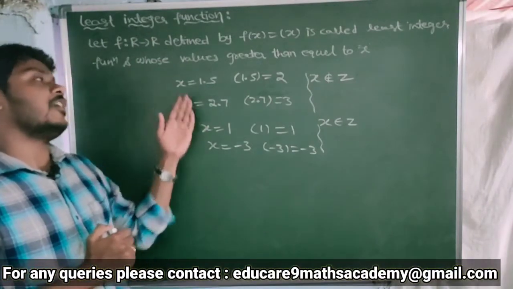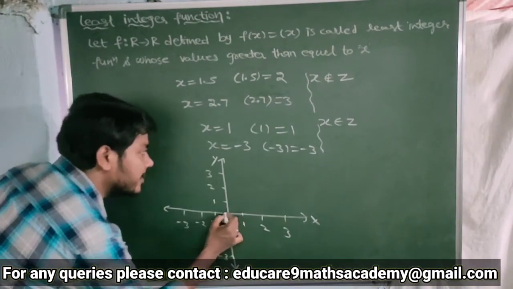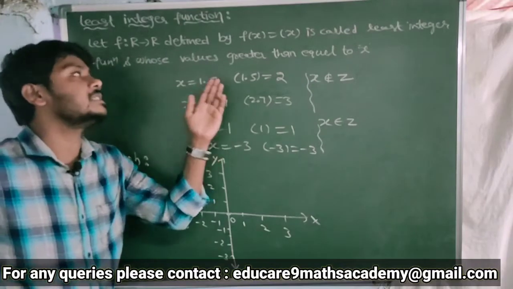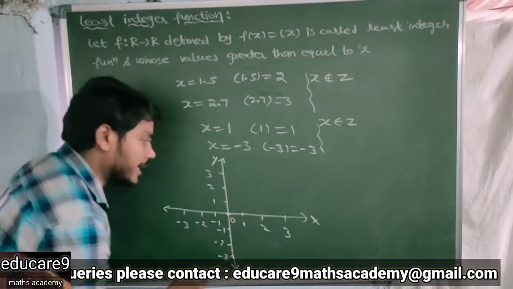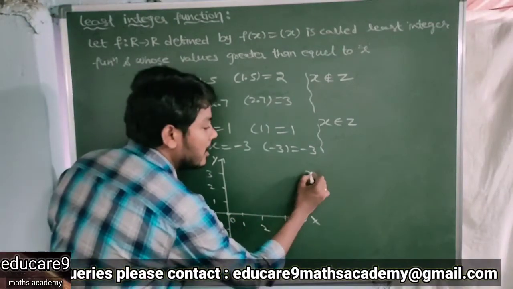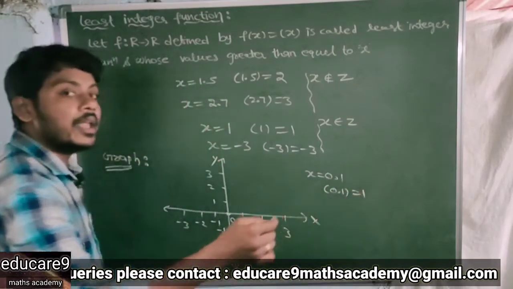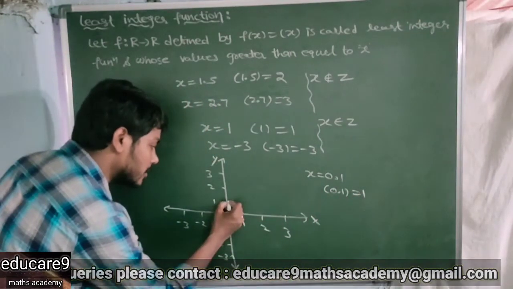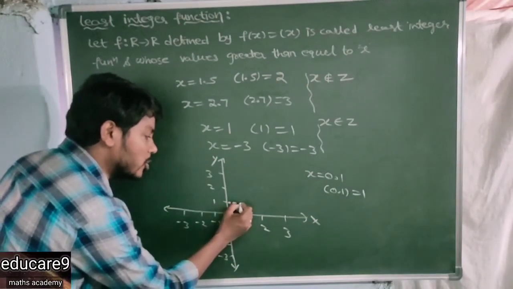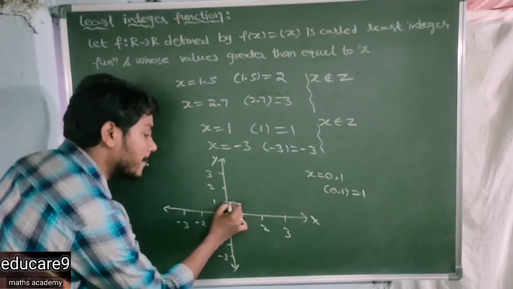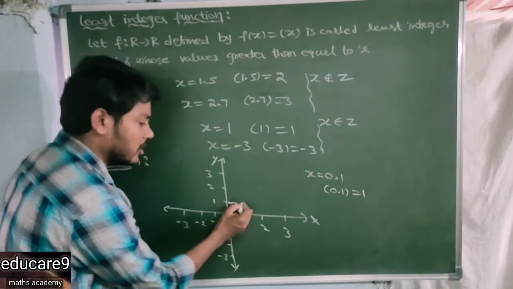Now draw the graph of this function. Here, if x is equal to 0, then what is the value of the least integer function? 0 only. And x is equal to 0.1. See here, 0.1. Bracket of 0.1 is what? 1. So it goes to here. x is equal to 0.5, 1. x is equal to 0.9 also 1. But at x is equal to 1, the value is also 1 only.